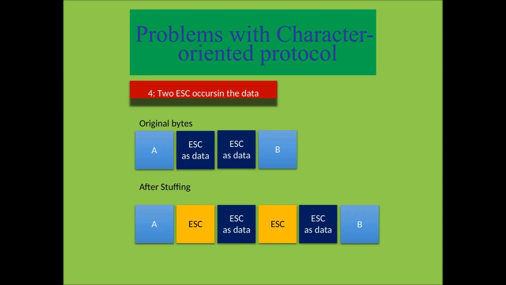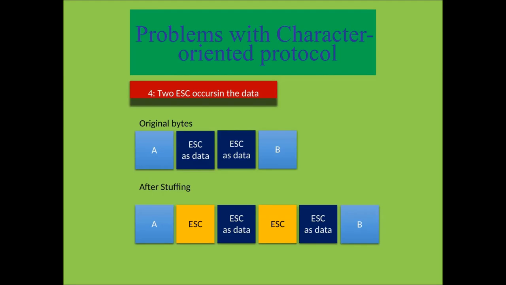This is our last slide regarding character oriented protocol, and here there is another scenario. There are two original bytes A and B, and we have inserted escape as data on both sides, with A as well as with B. But the problem is this: while inserting escape as data with A as well as with B, they are again the same, meaning the data of A and escape as data are the same, and the data of B and escape as data are the same. Now we have to insert another escape so that there is differentiation between data and escape character. So we will insert another byte for differentiation.